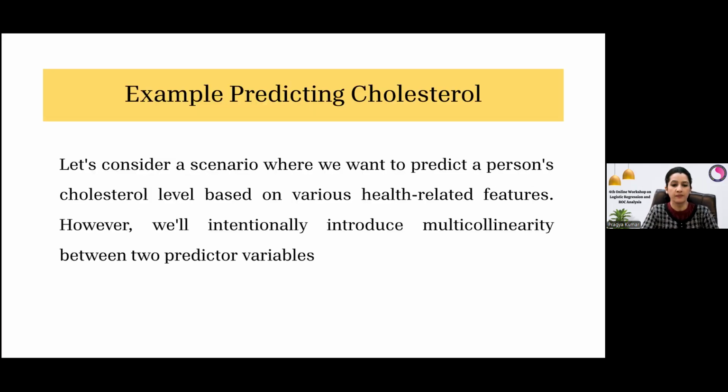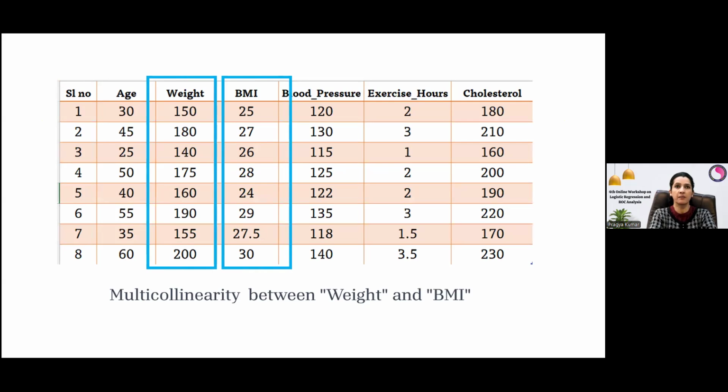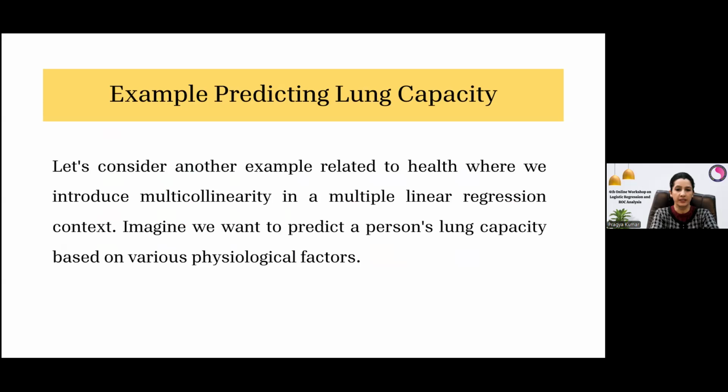For example, let's say I want to predict cholesterol. I want to predict a person's cholesterol level based on various health related features, and I know that there are two predictor variables which might have multicollinearity. In this case, weight and BMI. If I take both weight and BMI, then there will be a problem of multicollinearity. Why? Because BMI is derived from weight only.